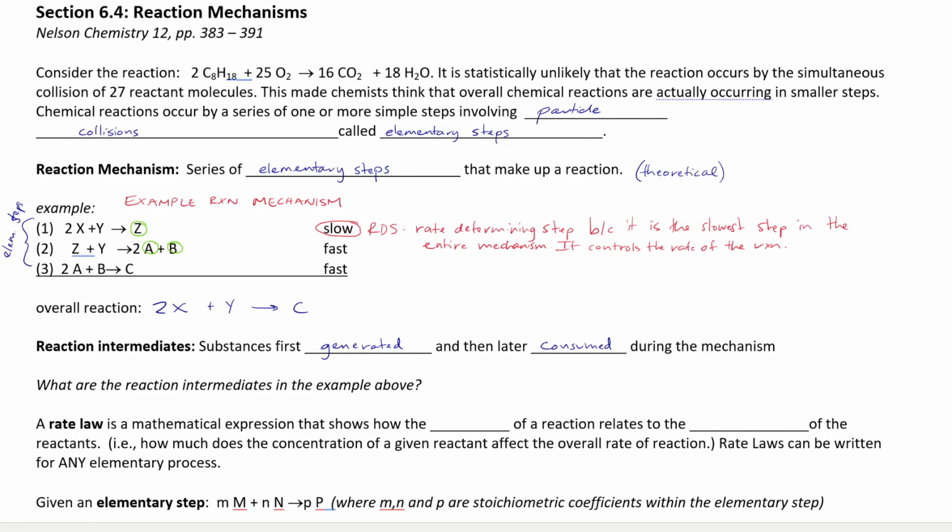Now just to quickly fix one thing here, it should be 2X plus 2Y, since there are 2 Y's present. Okay, and we see that Z cancels here, the A's cancel, the B's cancel, and so the overall reaction is 2X plus 2Y goes to form C, where the reaction intermediates, the substances that are produced and then consumed, are Z, A, and B.